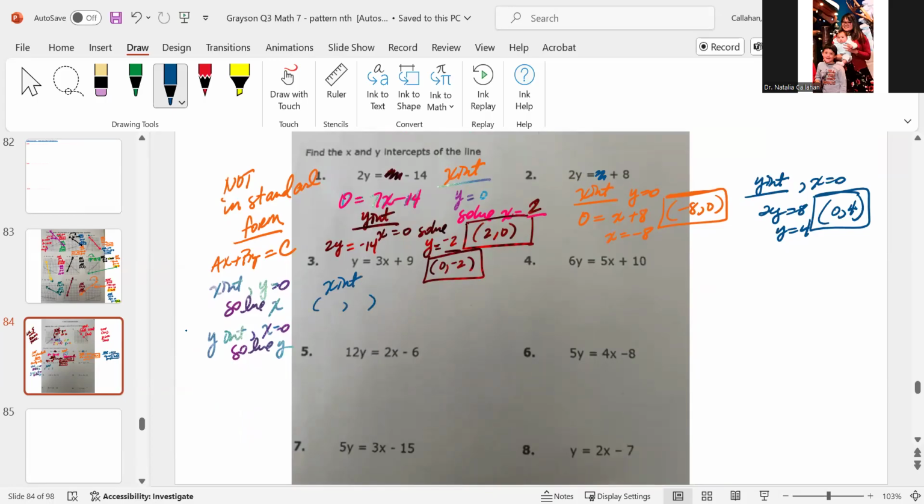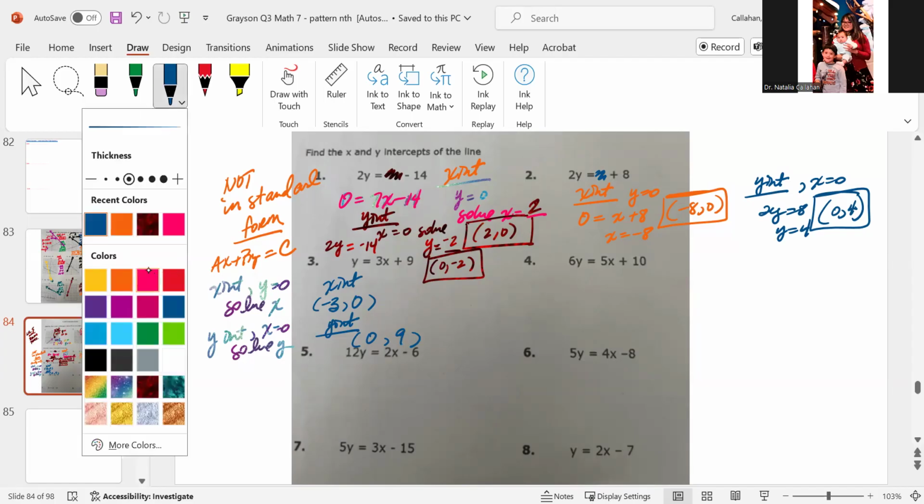X-intercept, what's your answer for number 3? X-intercept is when y equals 0. My answer for x is negative 3. Good. What's your y-intercept? X is 0. 0, 9. Yeah, eventually you'll do enough that you'll just be able to do it in your head. Are you done with number 4 yet or not yet? Okay, so I'm going to go ahead and finish number 4, 5, 6, 7, 8.